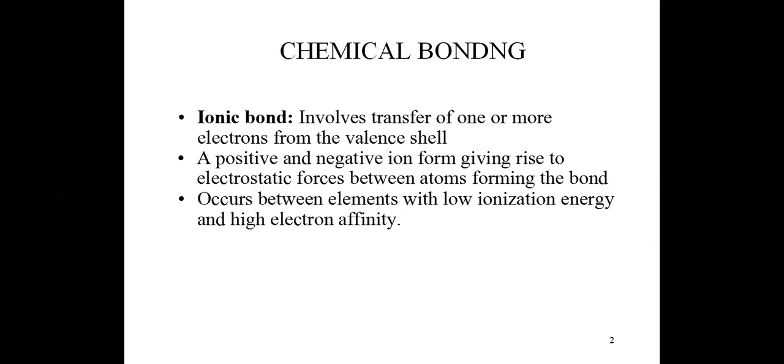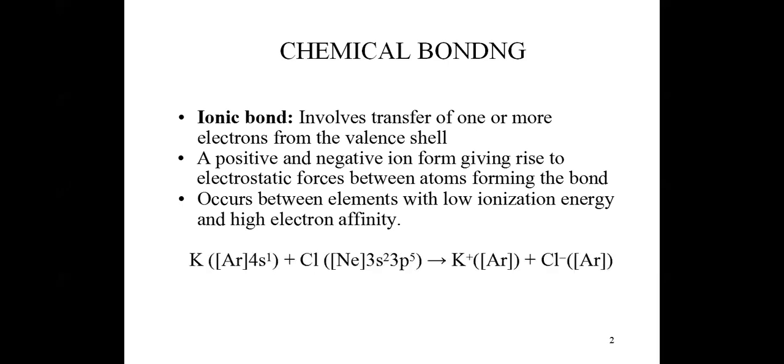So it occurs between elements with a low ionization energy and a high electron affinity. Simply means the electrons can easily be lost by one element. On the other side, the electrons can easily be gained because it requires a lot of electrons. That's an example there.